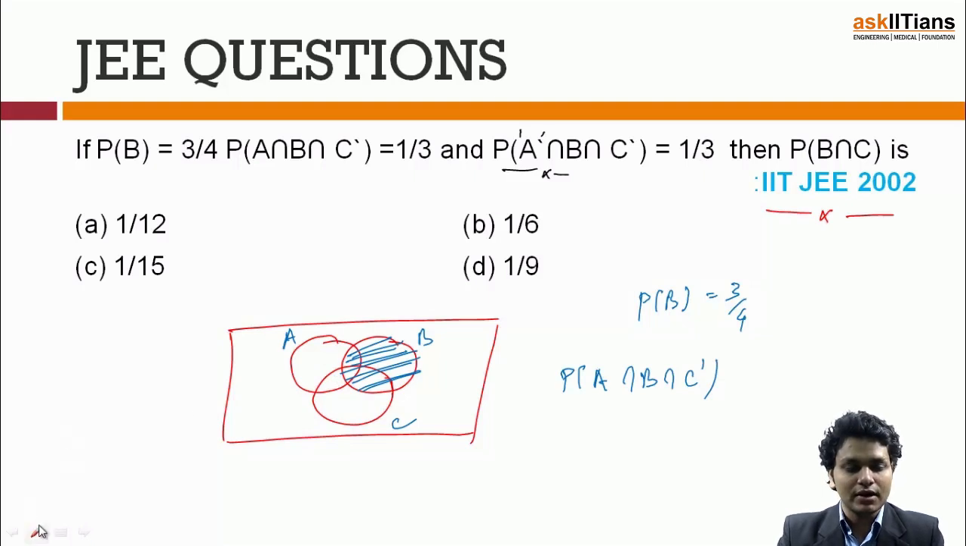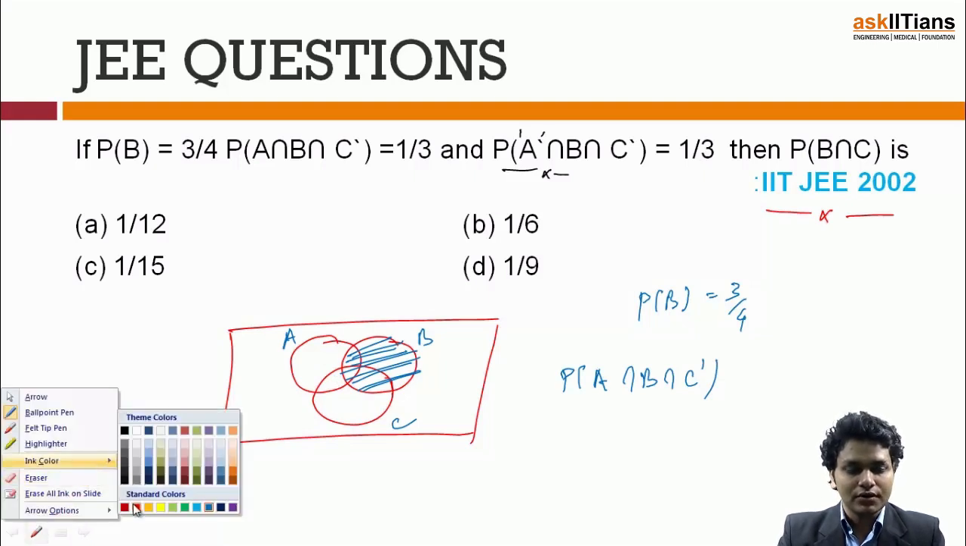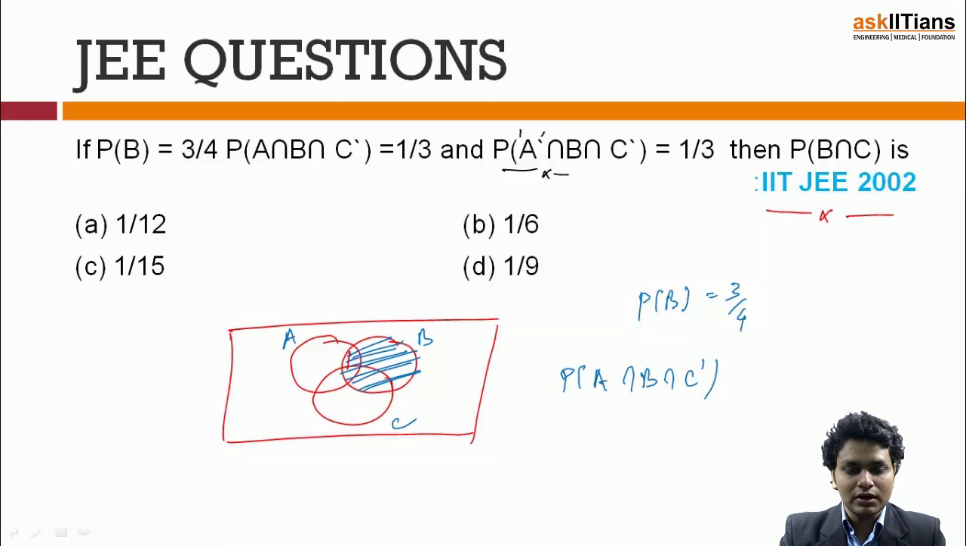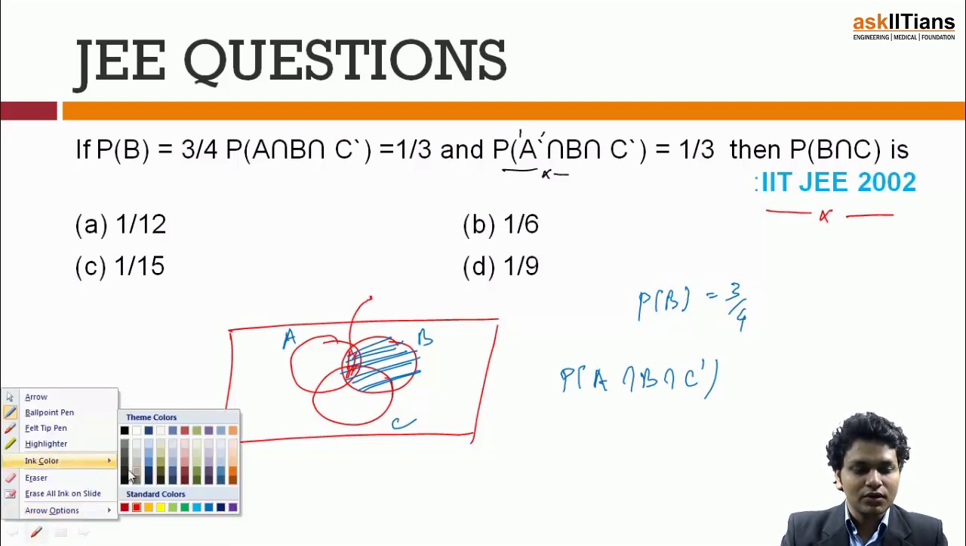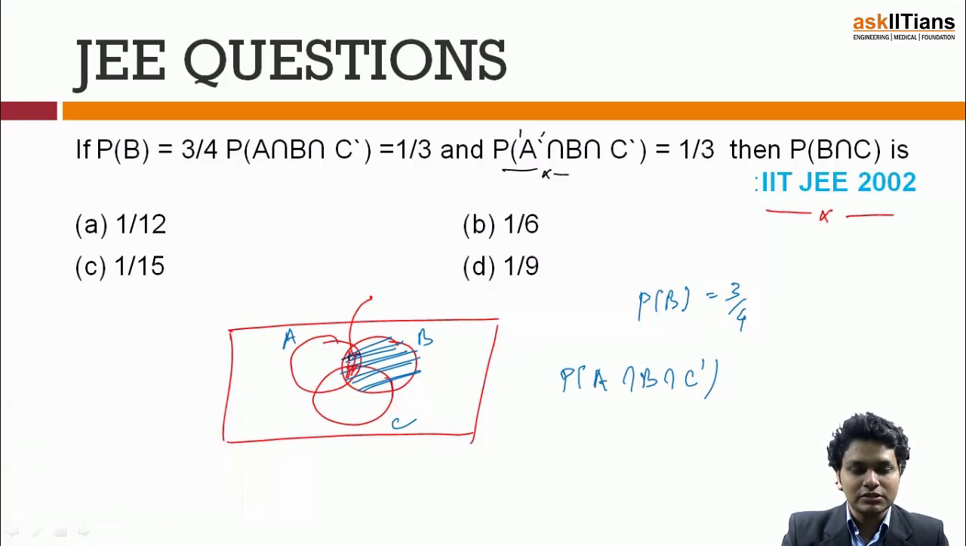So let's make it with red. This part is also including the part which is not included in C, which means this. So this part is the representation of the part. I'll color it with a different color, let's say purple. So this part, specifically this darkish part, is the representation of P of A intersection B intersection C dash, and this value is 1/3.